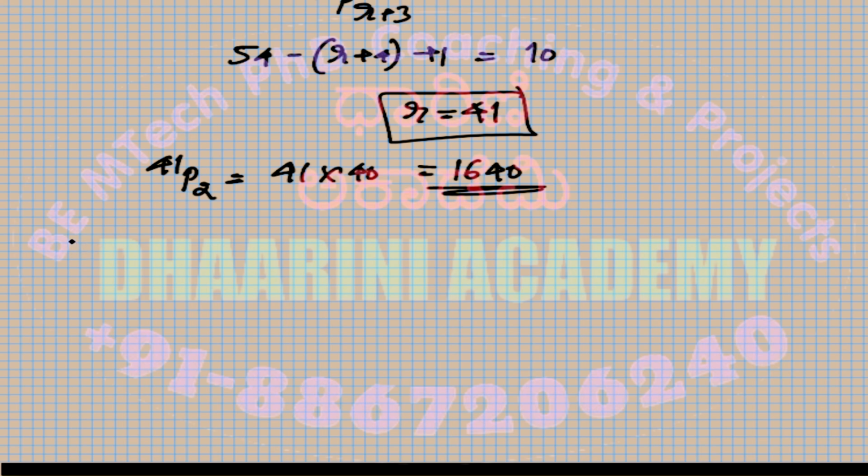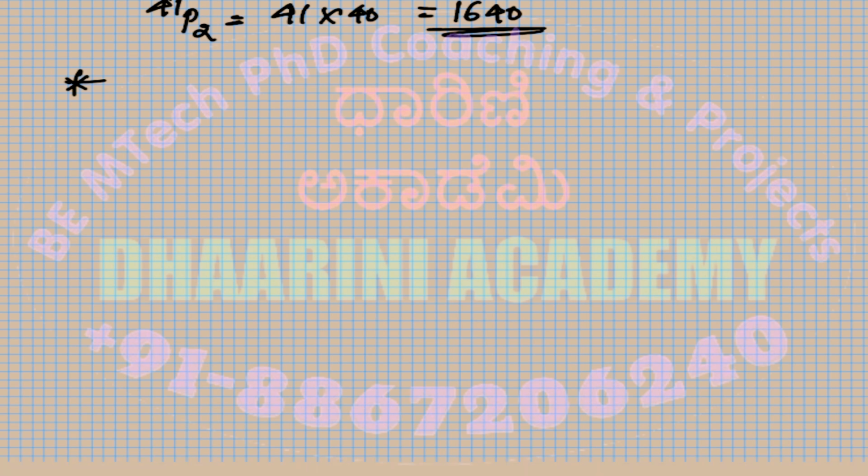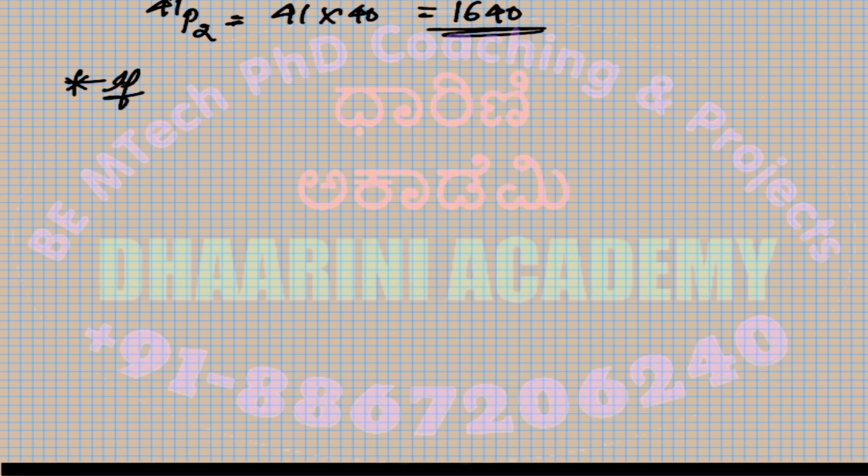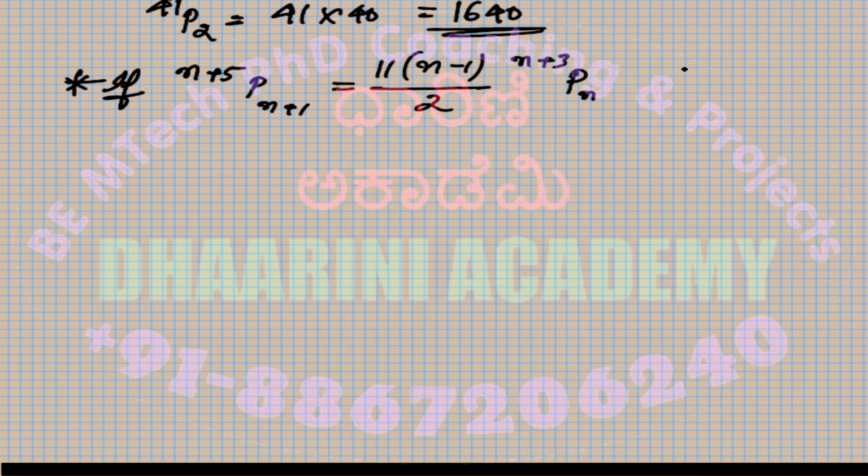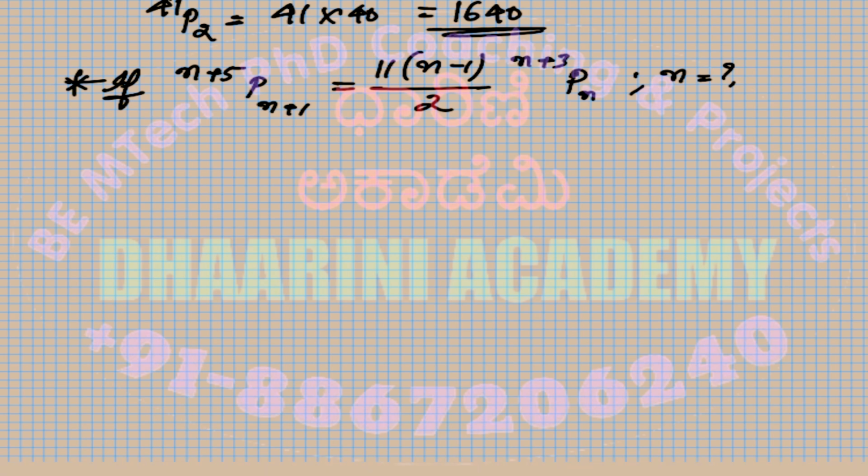Okay, right? So this is important. Next question. If (n+5)P(n+1) equals 11 times (n-1) divided by 2 times (n+3)Pn. Okay, if that is the case, find n. This is the question.